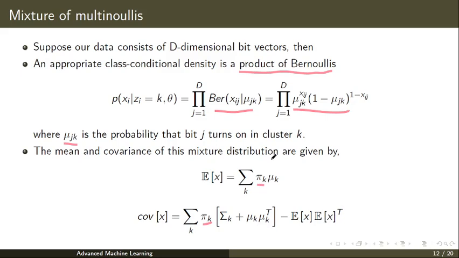So this is about a single value: the probability of xi given zi equal to k means you will get one d-dimensional bit vector, which itself is a product of Bernoullis. So it is a multinoulli distribution. Now we consider it as some k number of multinoulli distributions, so it is a mixture of multinoullis.